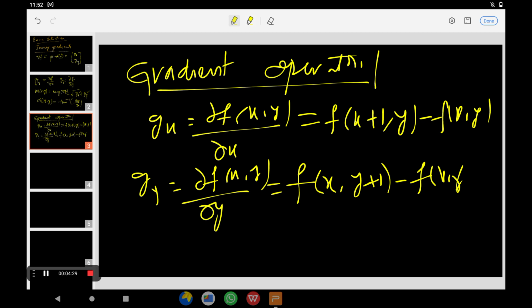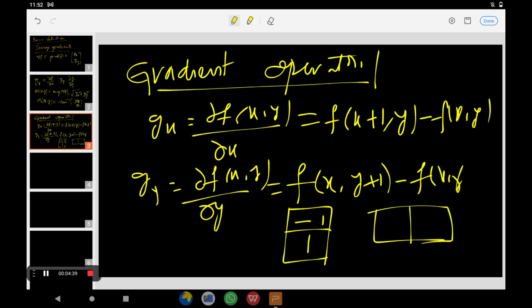So based on this, you can represent the two values like this: you will get minus 1 and 1. This is one way of writing the gradient operator. The second derivative is nothing but minus 1 comma 1. These two are the one dimensional masks used to implement the above two equations. So if you want to represent the same thing from a representation point of view, you just have to take the corresponding representation.